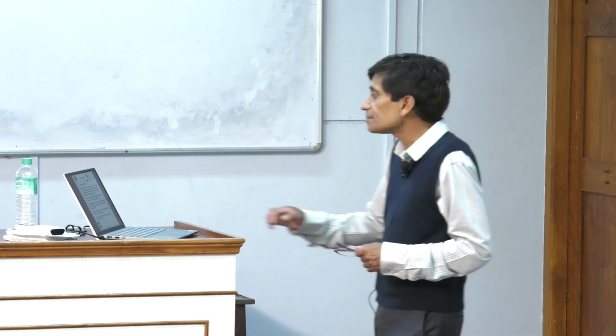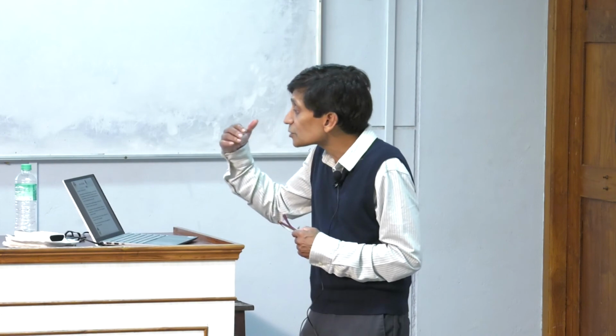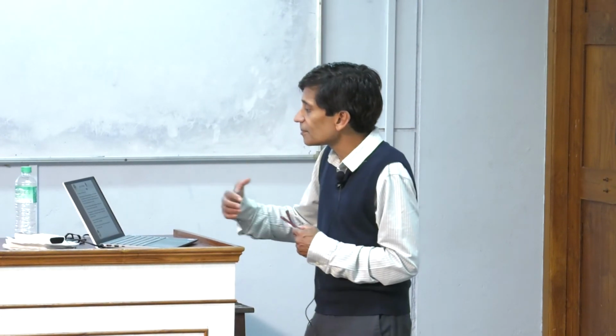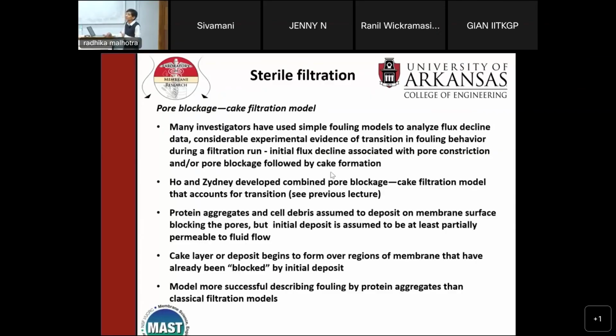Many investigators have used simple fouling models to analyze flux decline data. Considerable experimental evidence exists for a transition in fouling behavior, from perhaps initially the decline associated with pore constriction and/or pore blockage to finally cake filtration. That makes sense, right? So initially you're blocking inside the pores, and then finally you're starting to block outside the pores. Ho and Zydney developed a combined blockage model that I talked about. I didn't go into all the mathematics, but they derived their model specifically for sterile filtration. We applied it to that Asahi module membrane, and that accounts for this transition.